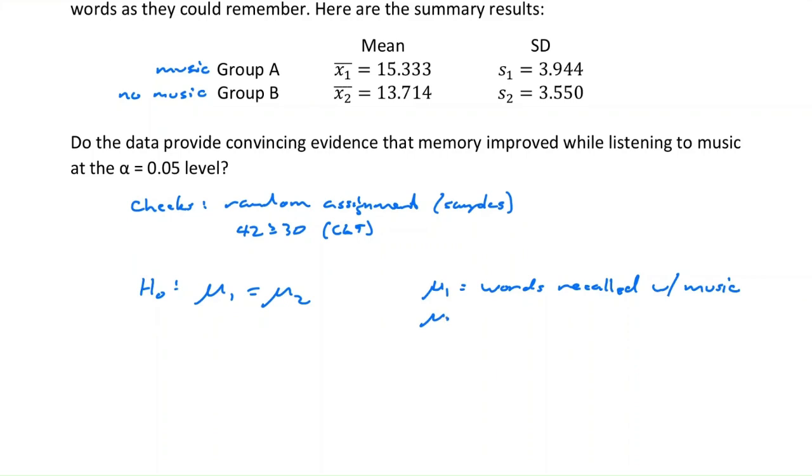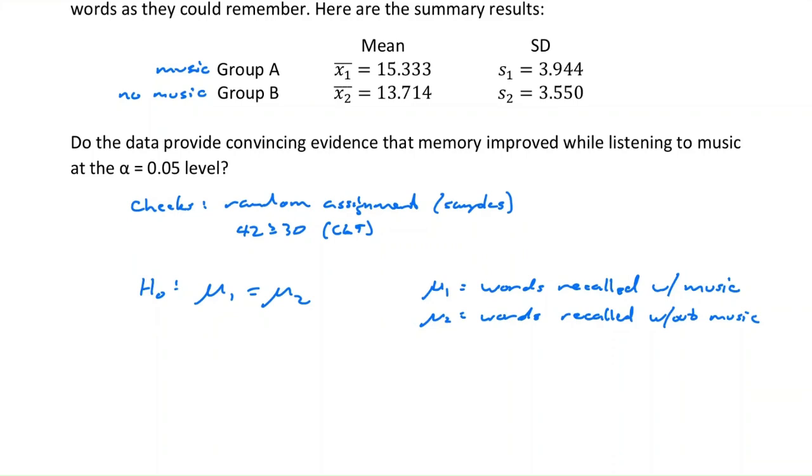And mu2 is going to be words recalled without music. It's very important that you define mu1 and mu2 because I could define this the other way. I could say that mu1 is without music and mu2 is with music. I would come up with the same results in the end, okay? But the order in which I subtract things is going to be different, and therefore the process looks different, but ultimately I would come to the same conclusion regardless.